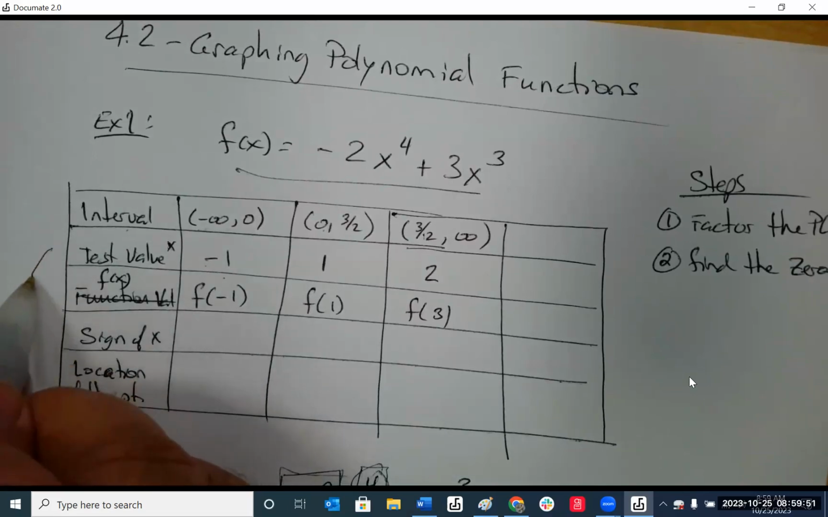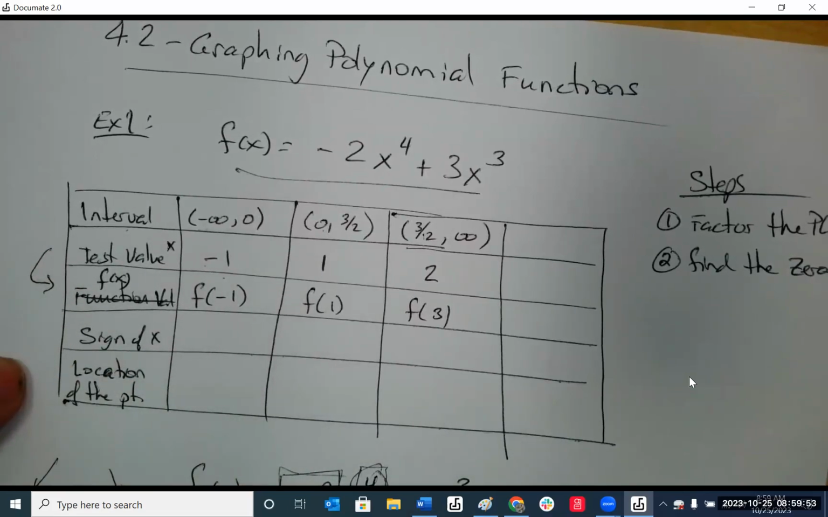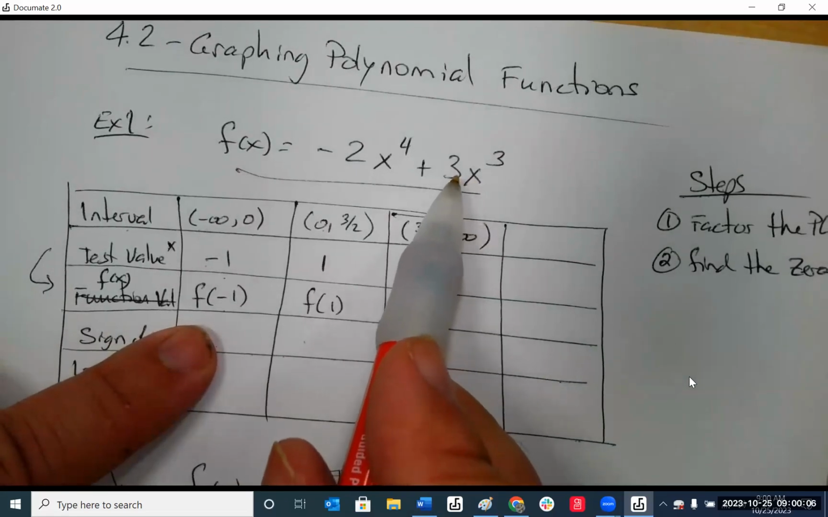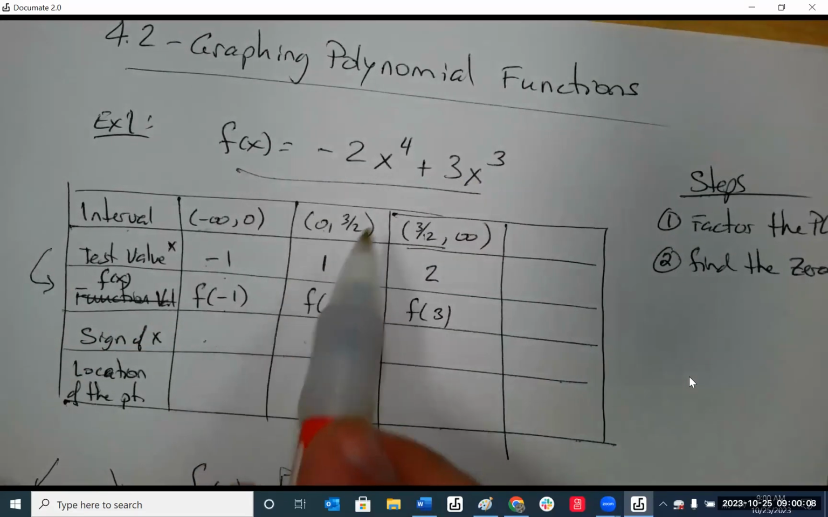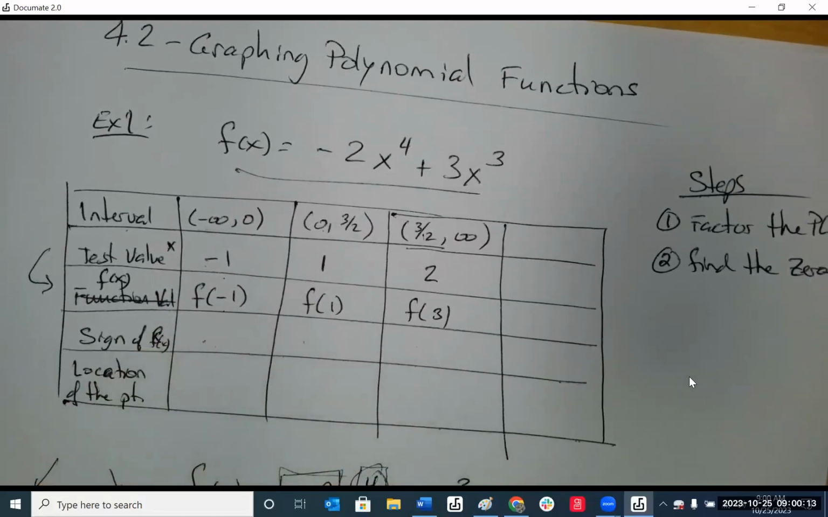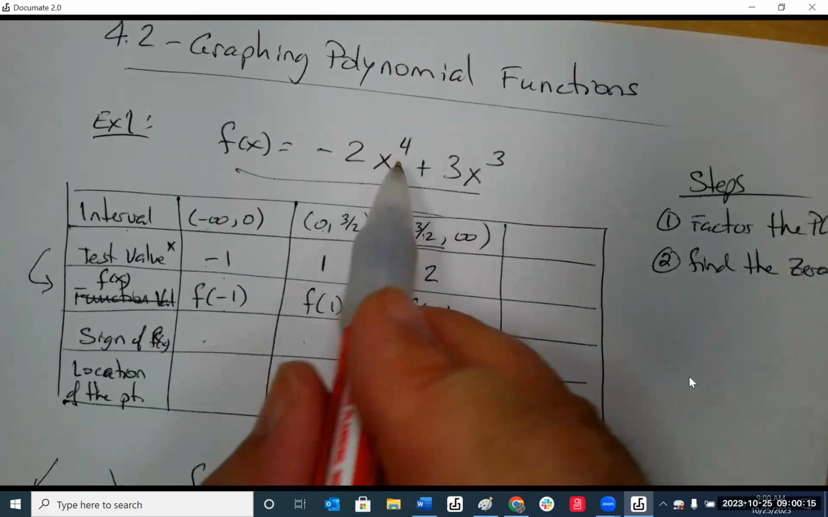So we take the test value of x and put it inside the function. All we want is the sign of what's going to happen. When we put in -1 inside here, is the answer going to be positive or negative? The sign of f of x. Let's see.